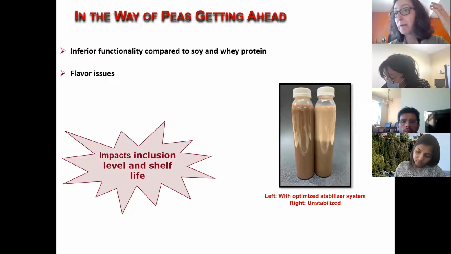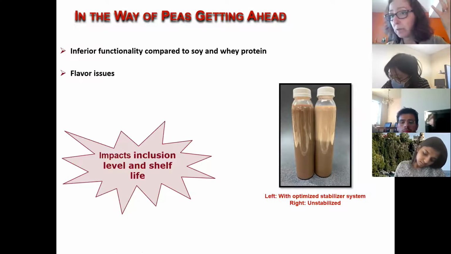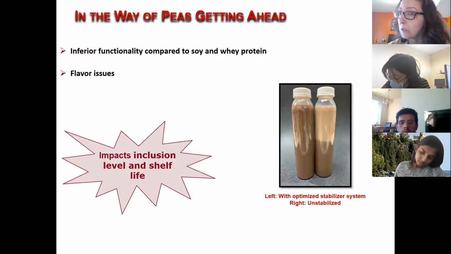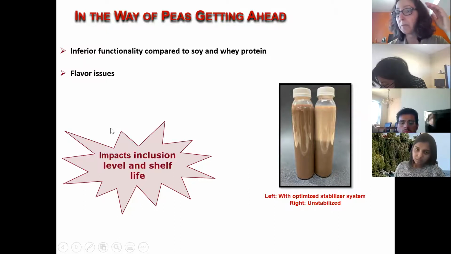but it needs more stabilizers than you would for whey protein. And it does have a short shelf life, and it is limited on how much protein you can add, because the more protein you have, the shorter the shelf life is going to be. Not to mention flavor, which is a different story with plant-based versus whey protein.